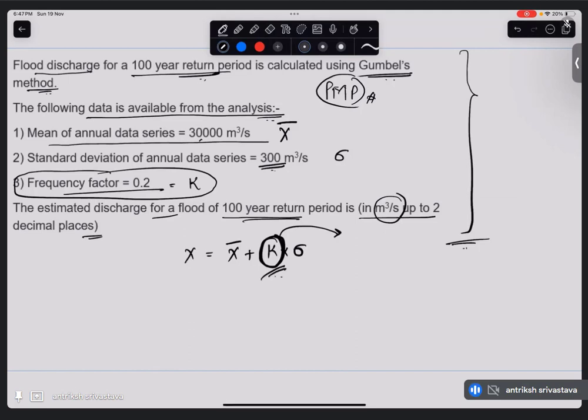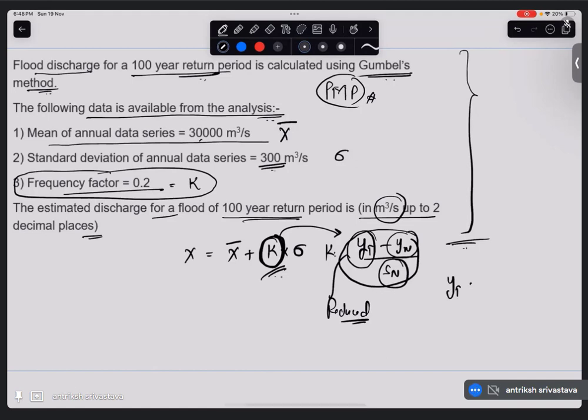Okay, so for this Gumbel method, I'll just write it as it is here. The K is calculated as Yt minus Yn divided by Sn. Yt is Gumbel's reduced variate, Yn is the reduced mean, and Sn is the reduced standard deviation. Then you calculate K using this formula. And Yt you calculate by ln of ln of t by t minus 1. Correct me if I am wrong in writing these formulas, okay?